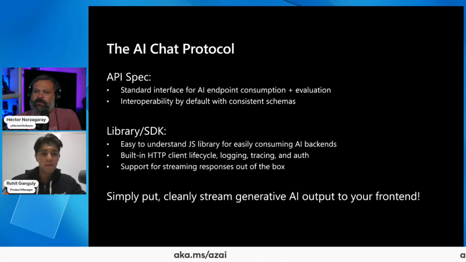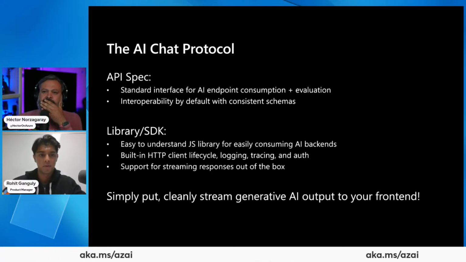In terms of actually developing on the front end, the library that we use, the AI chat protocol library, is an easy to understand JavaScript library for consuming those AI backends. So now that you have an API endpoint, the library knows what the API looks like underneath, and you get a lot of benefits out of the box. It comes with a lot of the benefits you might be used to with our Azure core libraries. So our HTTP client lifecycle, our logging and tracing and auth, all of these things you can configure with Azure core are available in this library as well.